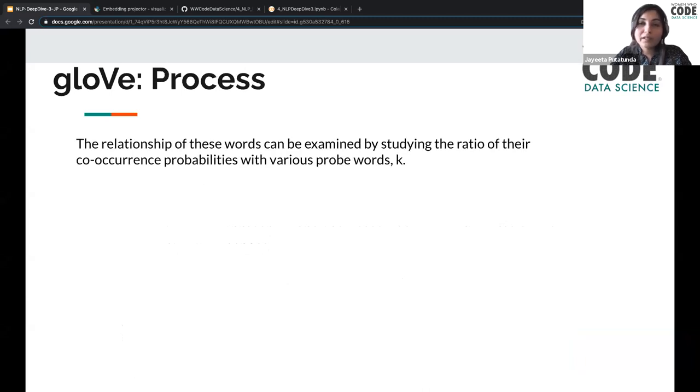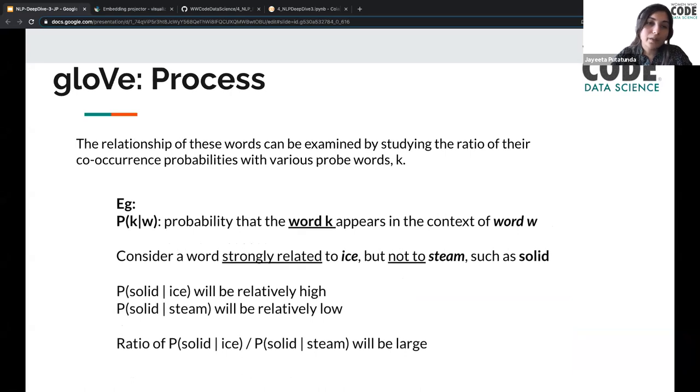For the process, it's basically a matrix factorization technique. It's trying to understand the relationship of words by studying the ratio of their co-occurrences with various probe words. Say, in this example, word K appears in the context of word W. Consider a word strongly related to ice, which is definitely not steam, but solid. The word solid is strongly related to ice, so the probability of solid given the word ice would be relatively high.